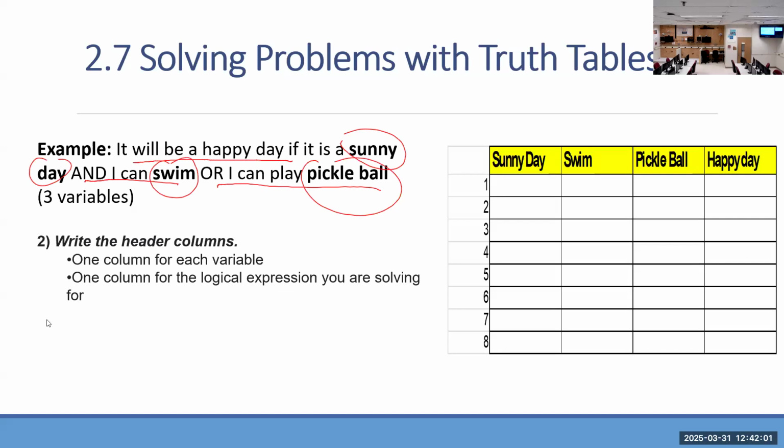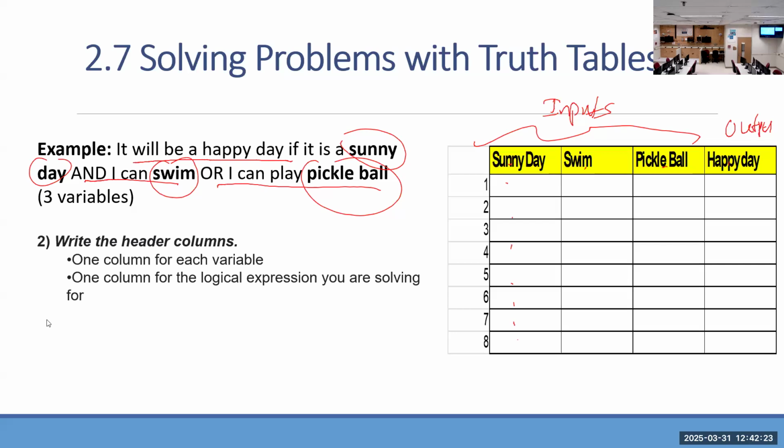So in this combination, I have 3 variables: sunny day, swim, pickleball, and now the last thing, the happy day, is the output. Everything else here is input. Make sense? I have 3 variables. That's why I have 1, 2, 3, 4, 5, 6, 7, 8 rows. Now try to do it.